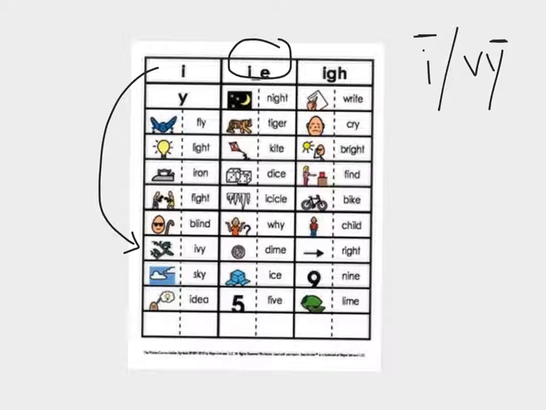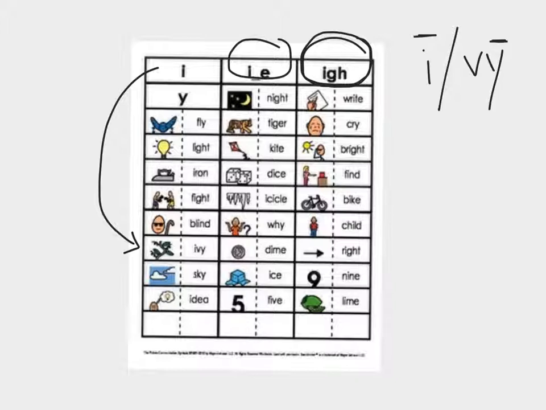Now take a moment and notice that you have this IGH, which is a pattern. These three letters work together just to make one sound, which is that long I sound. So take a moment and look over the list and find some of those that make that long I sound. So here we go. We have light and night and right that use that IGH, bright.